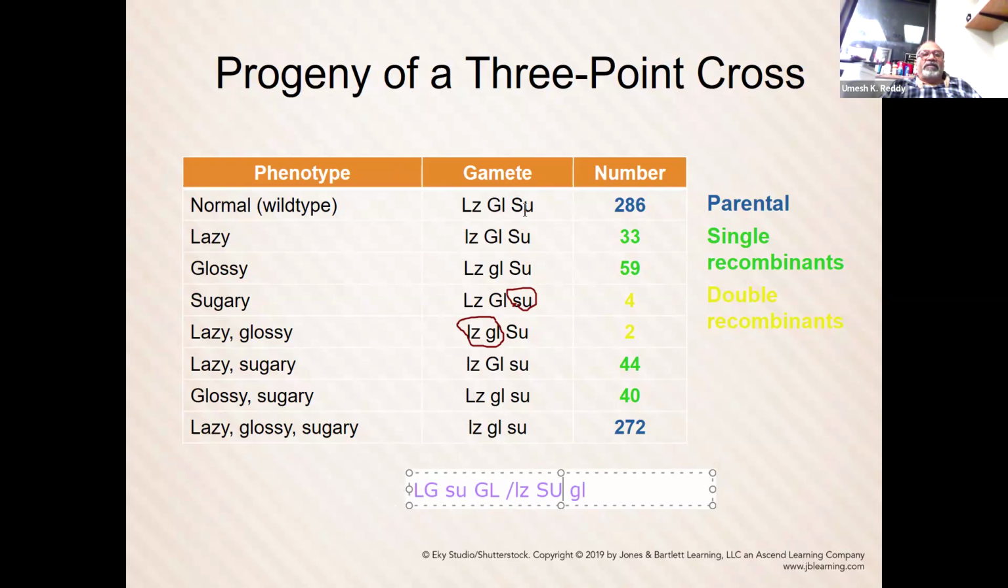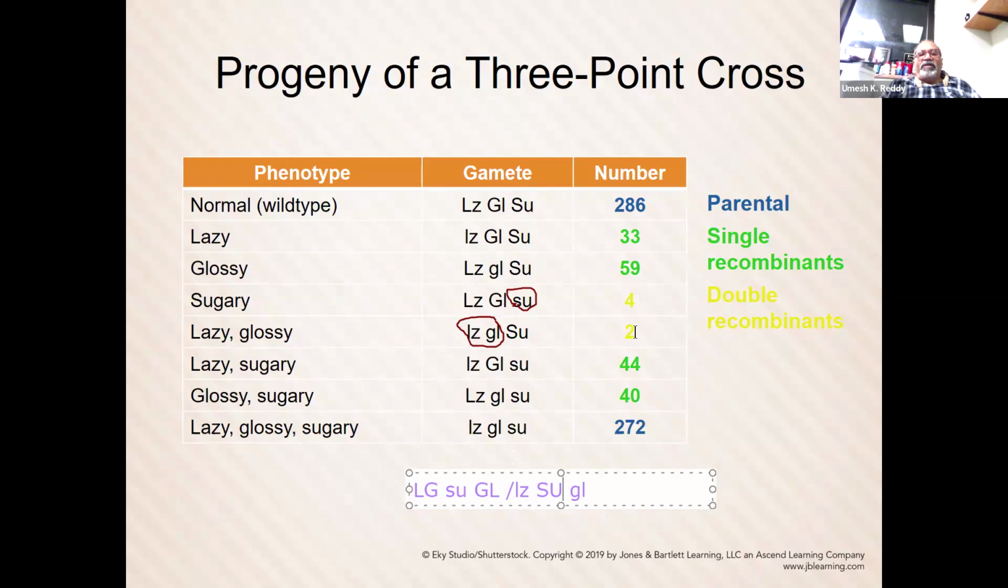When we take 3 genes at a time in the mapping, that is called 3-point analysis. So what did we do in 3-point analysis? Creating a heterozygote between capital lazy, capital glassy, capital sugary with small lazy, small glassy, small sugary. And then this heterozygote is crossed with a total recessive parent, that is lazy, glassy, sugary. And then the recombination happens in all combinations. Okay. So the least recombinants are the result of double recombination.